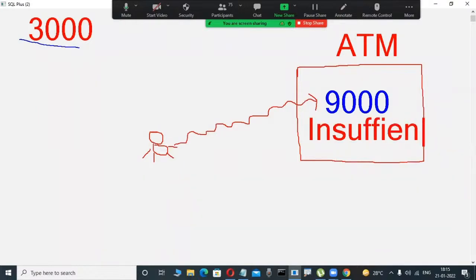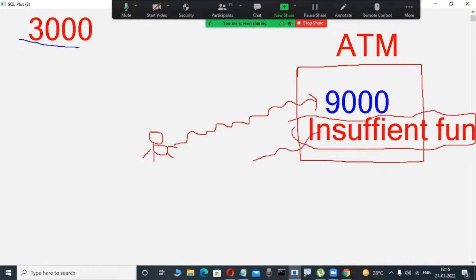Why? Because here your balance is low, 3,000, but you are trying to retrieve more than 3,000, that is 9,000, 8,000, 7,000 like that. How is it possible? In that case only, an insufficient funds message will be displayed. But how does the ATM center know?